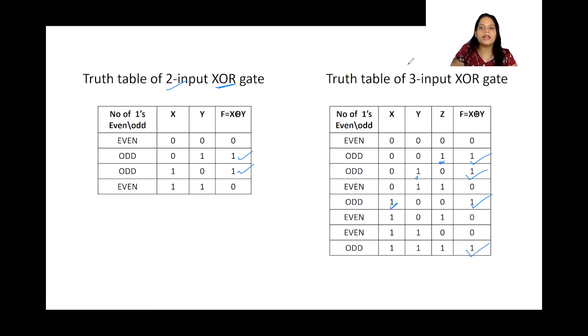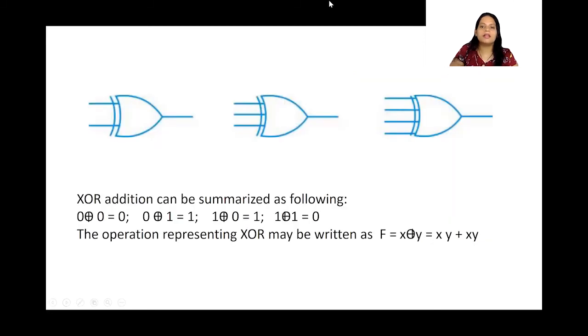So this is the XOR gate. If you have an even number of ones in the input, then the output is 0. If we have an odd number of ones, then the output is going to be 1. So how do we represent the XOR gate in diagrammatic form?